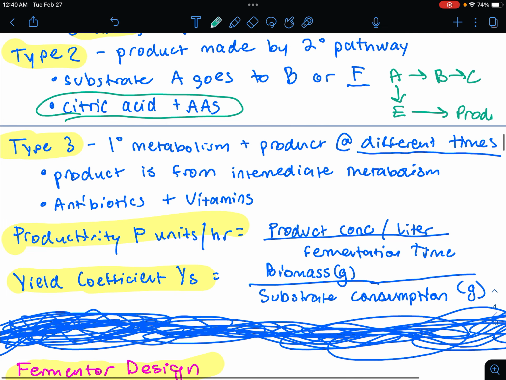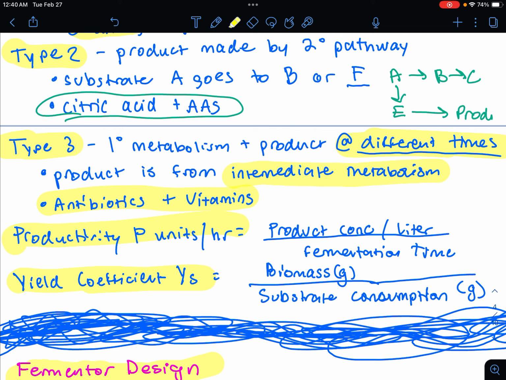Type 3, this is when the primary metabolism and the product formation occur at completely separate times. They're completely separated. Primary metabolism goes first, with substrate consumption and growth. Product is formed by the reactions of intermediate metabolism. This is going to be found in the antibiotics and the vitamins.